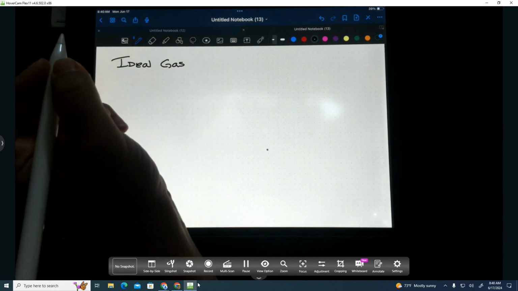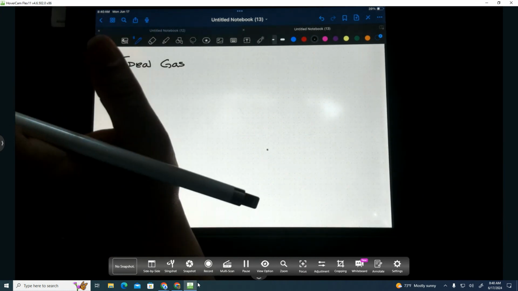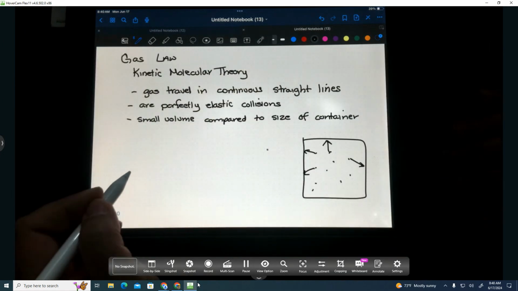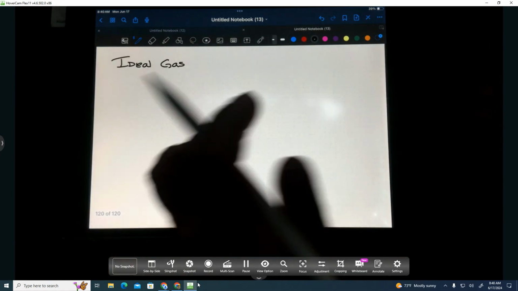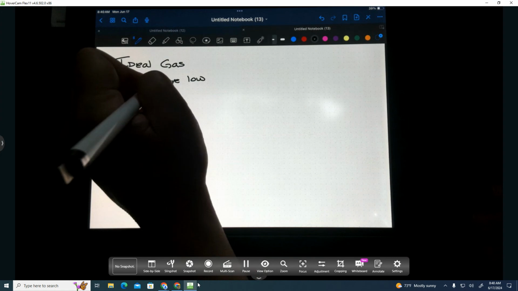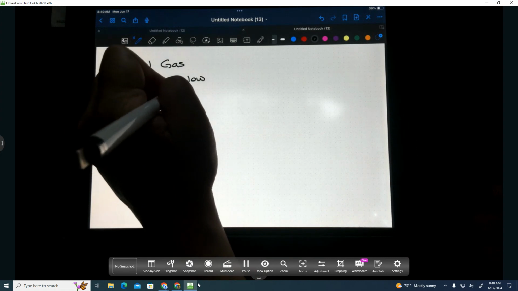So ideal gases, which is what Josh was asking me about: there are no ideal gases. There are no perfect gases out there. No gas does these things. Can we get them to behave more like an ideal gas? Yes. We can do that with low pressure and high temperature.